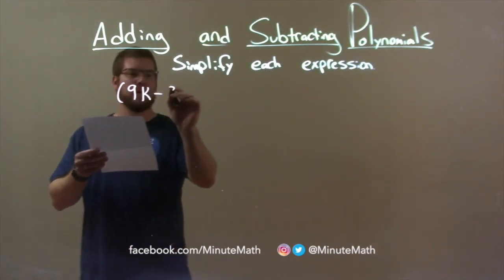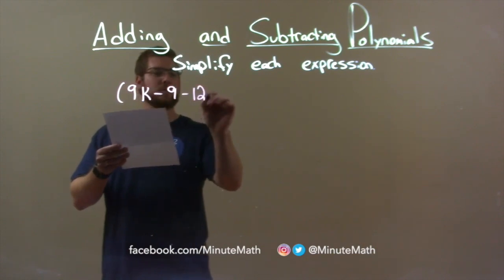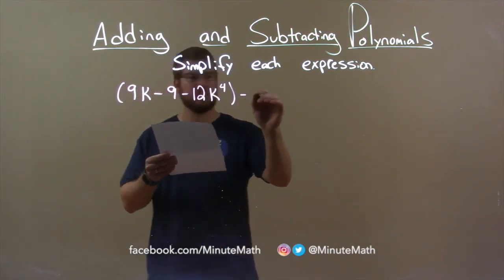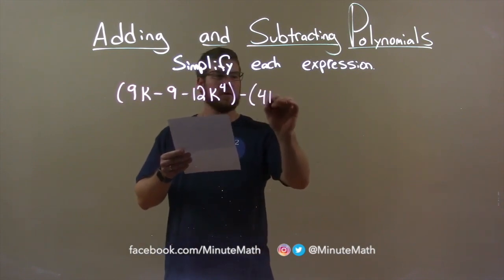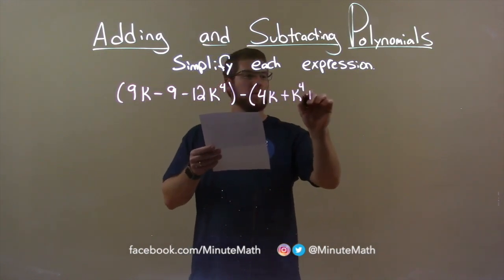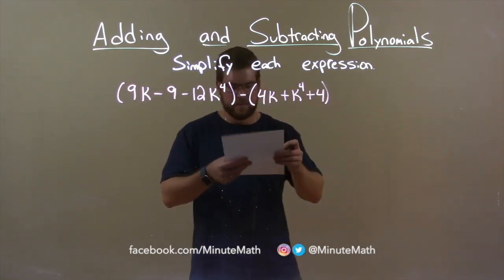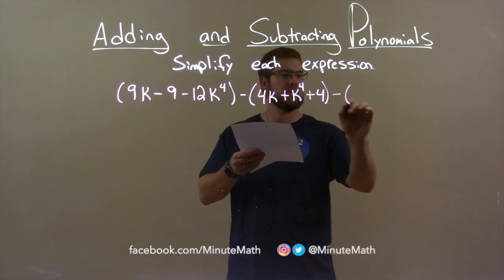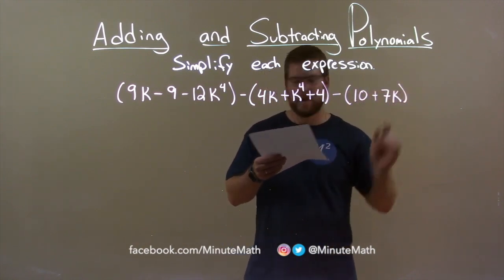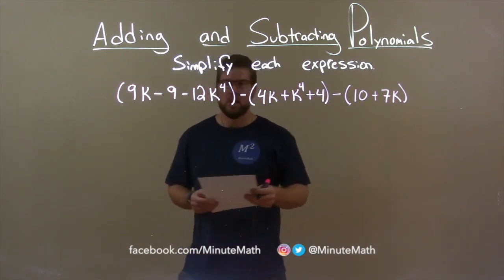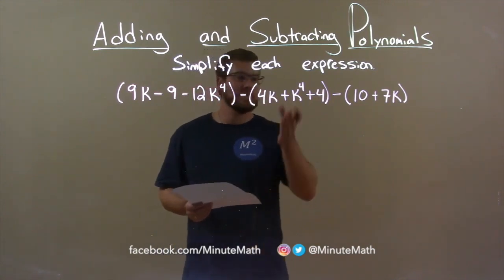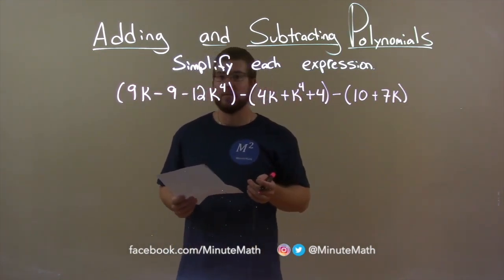9k minus 9 minus 12k to the 4th minus 4k plus k to the 4th power plus 4 minus 10 plus 7k. Alright? Well, first thing, I look within each parenthesis. Is there anything I can combine, simplify? And the answer is no.